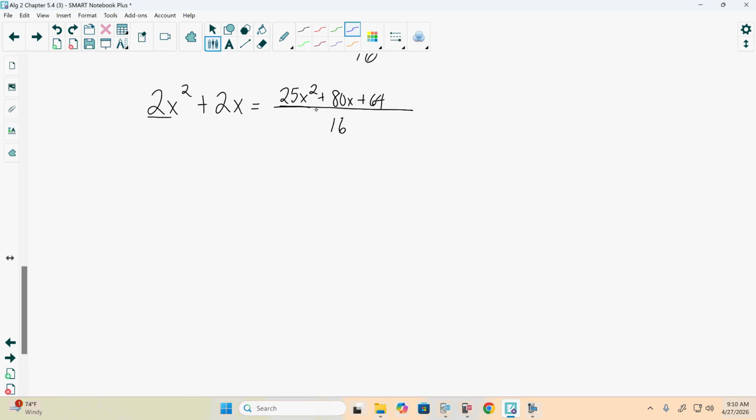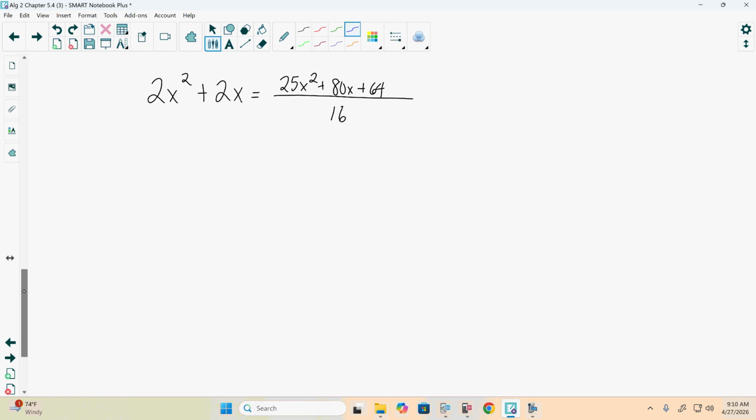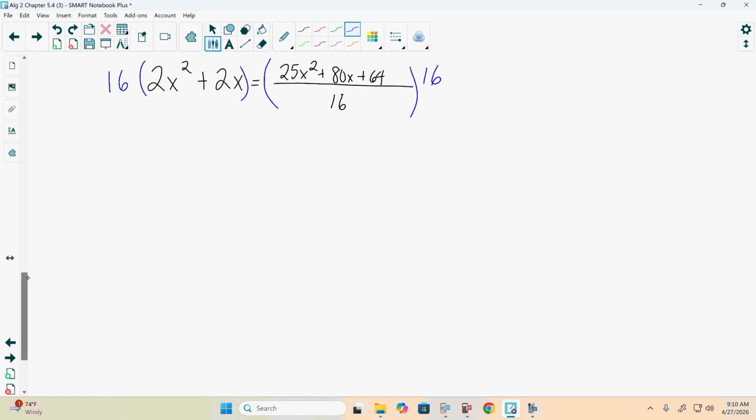Now, because we do have x squared in 2 different places, we will need to get this equation equal to 0. Now, one of the big things that's not as nice is having this division of 16 on the right-hand side. So to fix that, I'm going to multiply both sides by 16. Now, on the left-hand side, we're going to get this 16 times 2x squared plus 2x. And on the right side, we do have this 16 times our 25x squared plus 80x plus 64 all over 16.